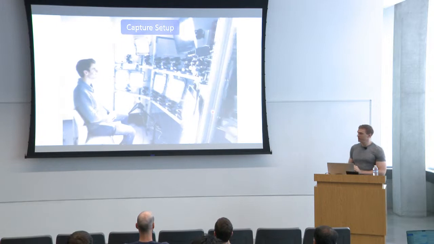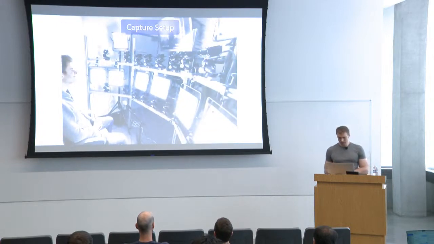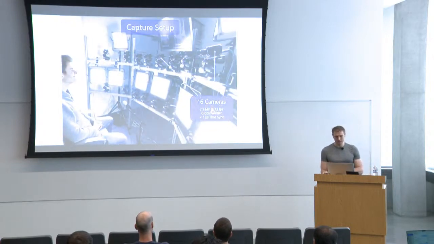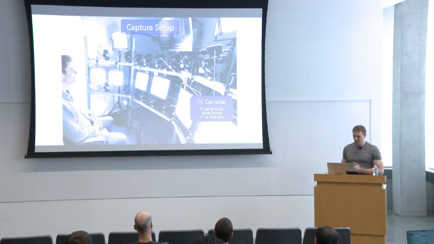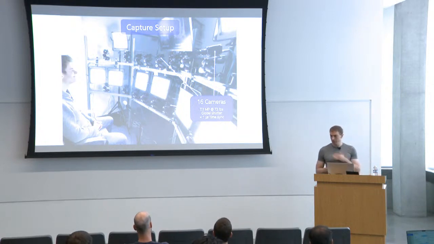This is a capture setup that has 16 cameras. Each of these cameras has 7.1 megapixels and they record at 73 frames a second. So they are high-end machine vision cameras. They're Lucid, if you know it, this is what a lot of people use. And they have less than a microsecond time sync. So they're all synchronized. They have global shutter, kind of the maximum we could fit in terms of bandwidth that we could still stream in real time, basically.